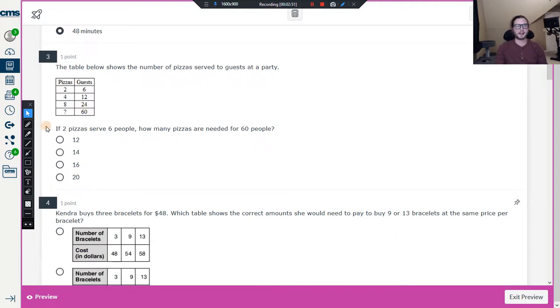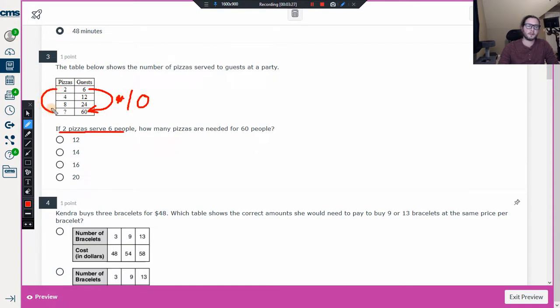For number 3, similar to number 1, it shows us a table comparing the proportion of pizzas to guests. It says 2 pizzas, 6 guests, 4 pizzas, 12 guests, 8 pizzas, 24 guests, question mark pizzas for 60 guests. And it even breaks it down for us down here that they use 2 pizzas to serve 6 people. So we could take a look at this proportion and say, all right, for 6 guests to 60 guests, they would have had to multiply that by 10.